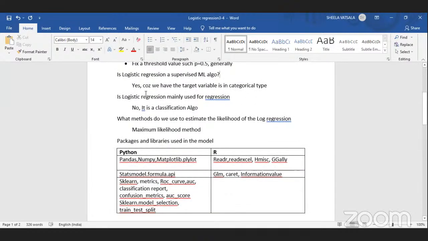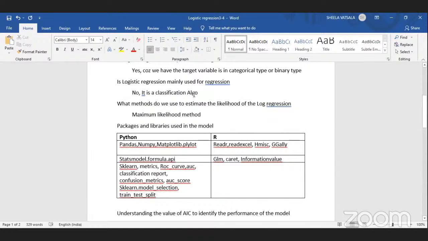Yes, because the target variable is categorical or binary. So wherever I mention category, I assume that we are talking about converting it into 0 and 1 using dummy variables or one hot encoding. All right. Next, is logistic regression mainly used for regression? No, it is a classification algorithm. Because of the term regression, we get confused whether it is linear regression with continuous data. So let us not get confused.